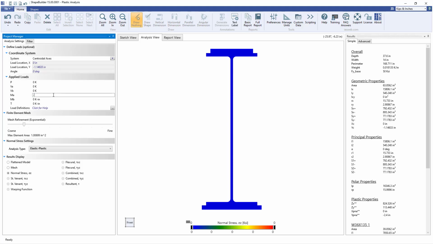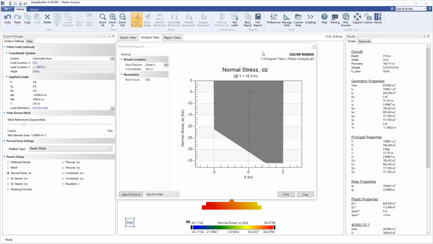Now let's back the strong axis moment down to negative 25,000 kip-inches and apply a weak axis moment of 1,000 kip-inches to the cross-section. Now we can take a horizontal slice through the top flange plate and see that one side of the plate has yielded while the other side is still in the elastic range.